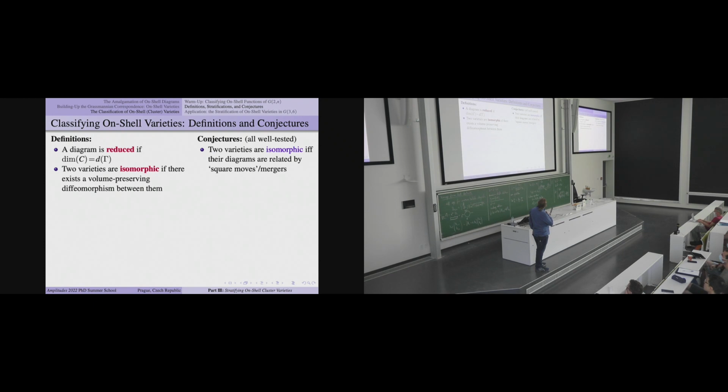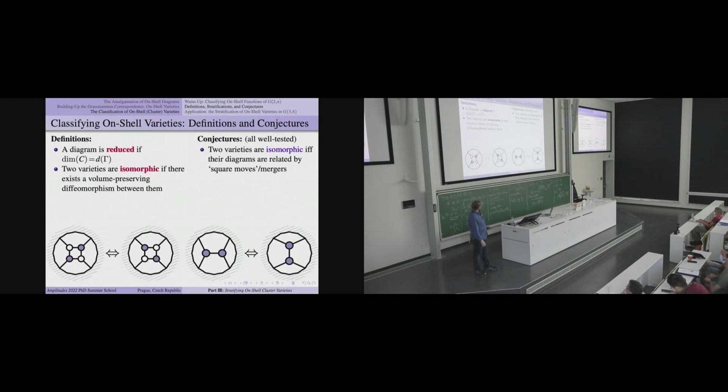So two varieties are isomorphic if and only if their diagrams are related by square moves or mergers. So these two allowed moves. When you do these moves, the coordinate charts change. Those are called cluster mutations, or the square moves are. And I'm not really talking about cluster coordinates because I don't care about the coordinates too much. I care about this geometry. But it's a theorem in the planar case that if you have two graphs that are the same positroid, you can get from one coordinate chart to the other by doing a sequence of moves. This is also true for every example we've checked, every pair of things that we claim are isomorphic in the non-planar case. So remember these moves.